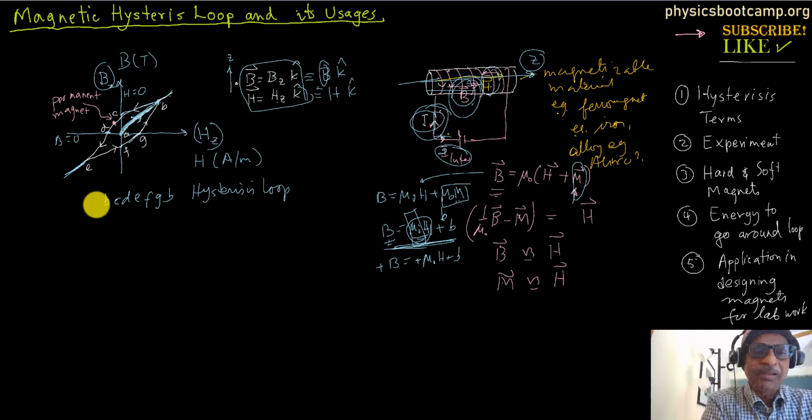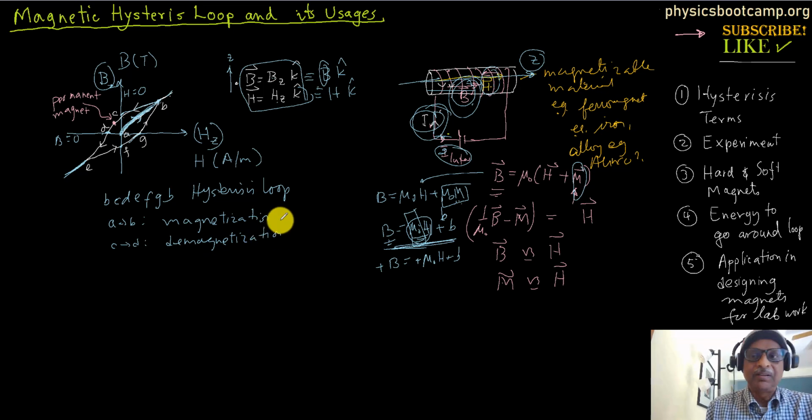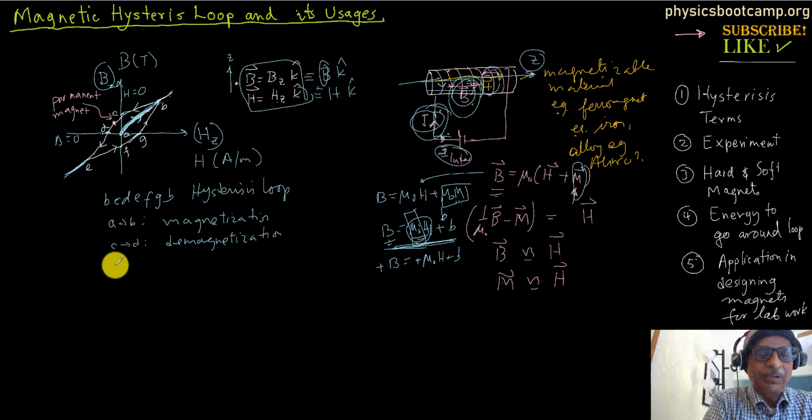So we are on 1, and then A to B is magnetization. You can see B and C to D. Up to C, B is not 0, but H was 0. So C to D is the opposite, and that's called demagnetization. Okay, point B is called saturation.